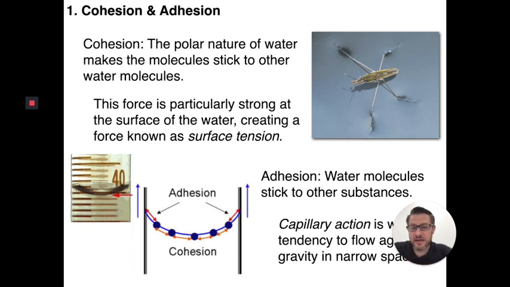You can illustrate capillary action with a piece of paper towel. So if you take a piece of paper towel and dip one end into some water, you'll notice that the water starts getting sucked up into the paper towel. This is the result of capillary action. The water molecules are sticking to the particles of the paper towel, and then that draws more water molecules up the paper towel due to cohesion.